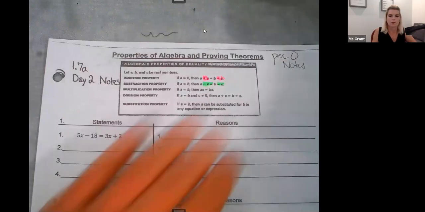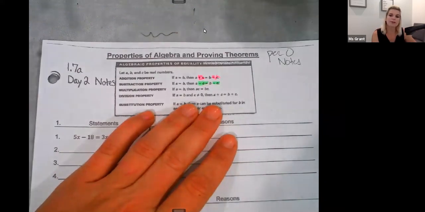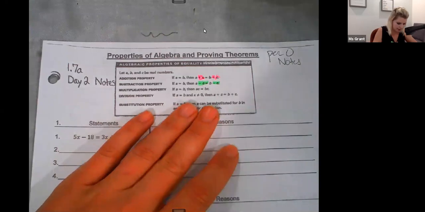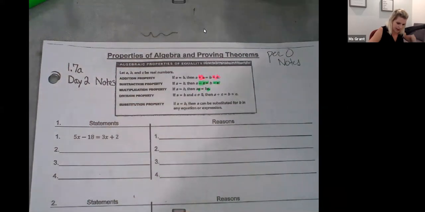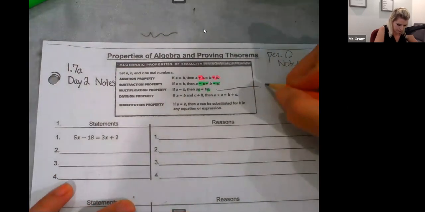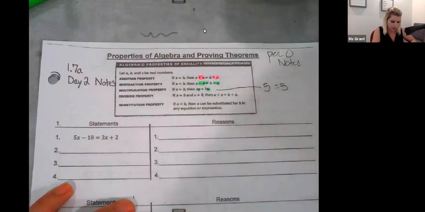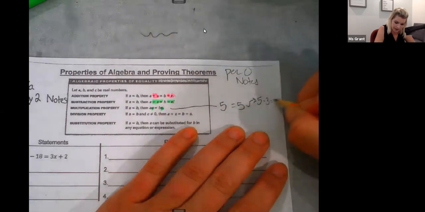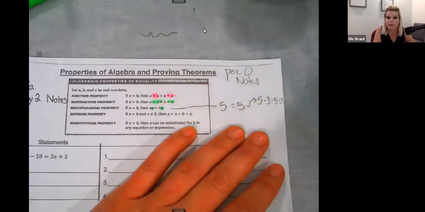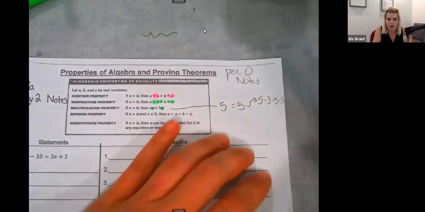Multiplication property of equality. I can multiply the same thing by both sides. Multiply C. Okay? It's like, how about this? How about if I have 5 equals 5. Well, couldn't I also then say 5 times 3 equals 5 times 3? I can multiply both sides by 3 if I want. So that's what we're talking about.